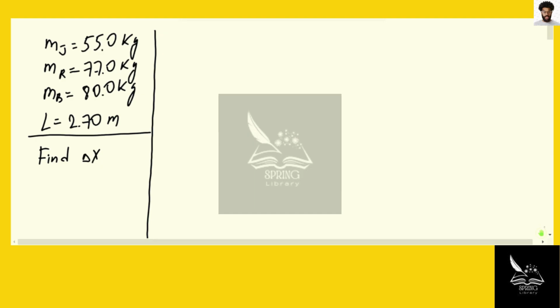We need to find the displacement of the boat after Juliet moves to Romeo. So let's draw the system. Let's imagine that we have a boat on the water, and the shore is located somewhere here. Juliet is closer to the shore because she's moving away. And Romeo is on the other side of the boat.